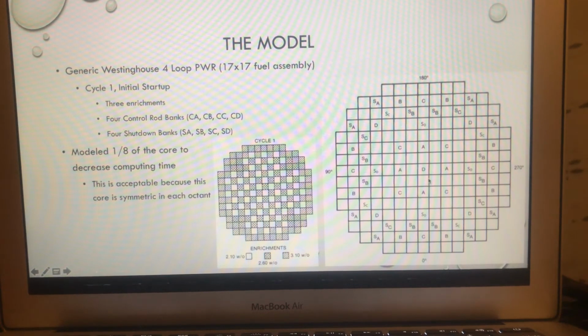So I modeled just 1/8 of the core because there is symmetry about every eighth. So I was able to get away with just modeling 1/8 the core, and this greatly decreases the computing time needed.